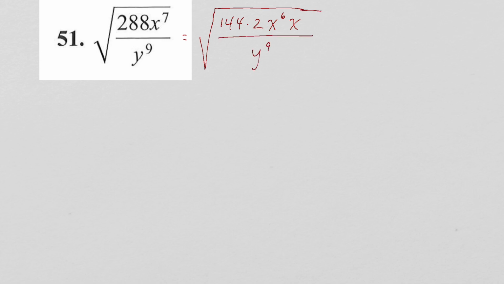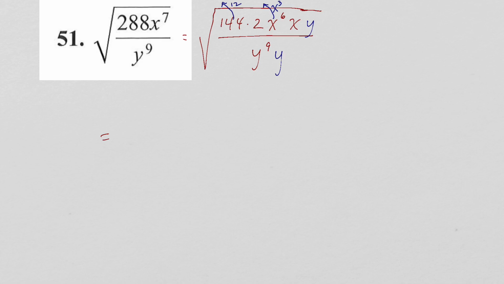Now, in order to bring this out, I'm most concerned about the denominator. This is not divisible by 2, so I'm going to have to multiply by y, so I get y to the 10 on the bottom. But if you do that to the bottom, you do that to the top as well. Now, you take 144 out by square rooting it and get 12. You take this out and you get x cubed, and nothing else in the numerator can come out.